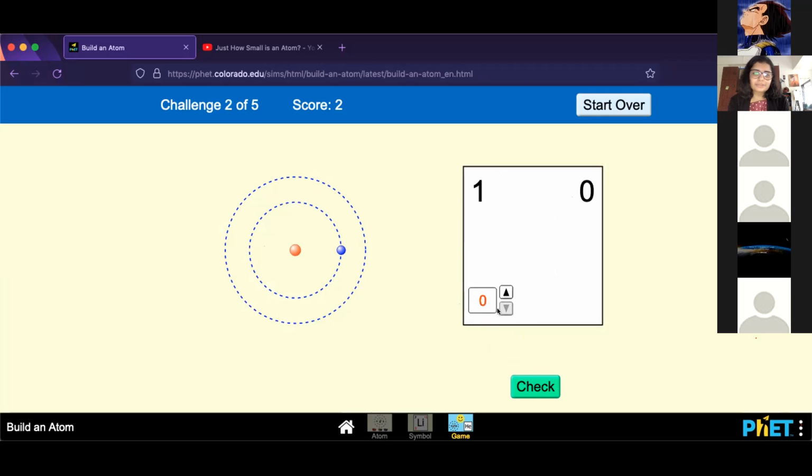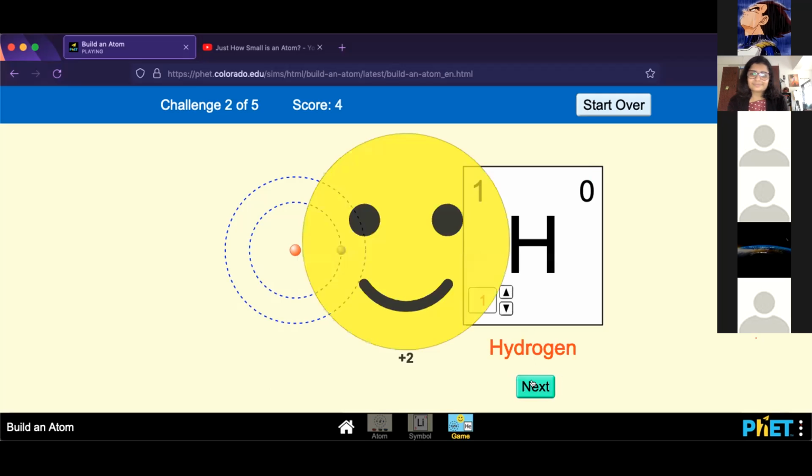So you need to figure out the atomic number. What will the atomic number be? Ma'am, what is the element? We don't know, it could be anything. But you're shown the number of protons, neutrons, electrons. So based on that, you can figure it out. Ma'am, I think it will be 1. 1. Yes.